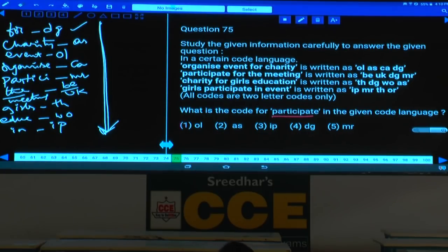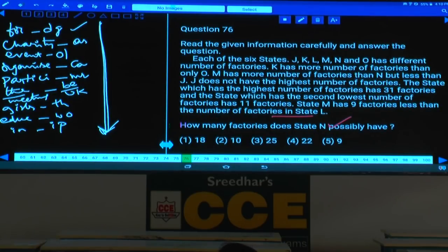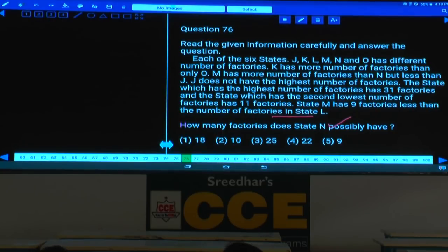The code to the word participate is MR, and it is given in choice 5. And this is about question number 71 to 75, coding and decoding. Next to this one, 76 to 80. Now in this question number 76 to 80, what is given in this one?